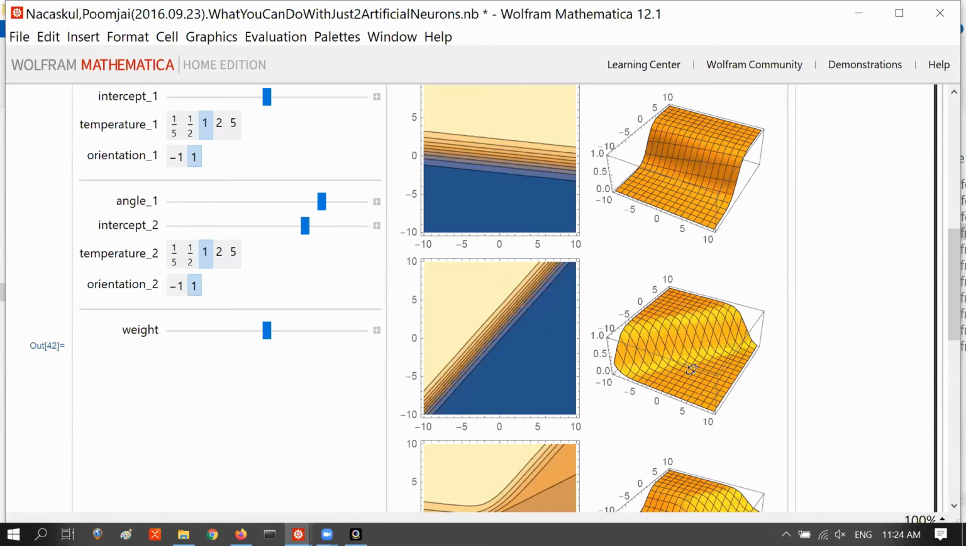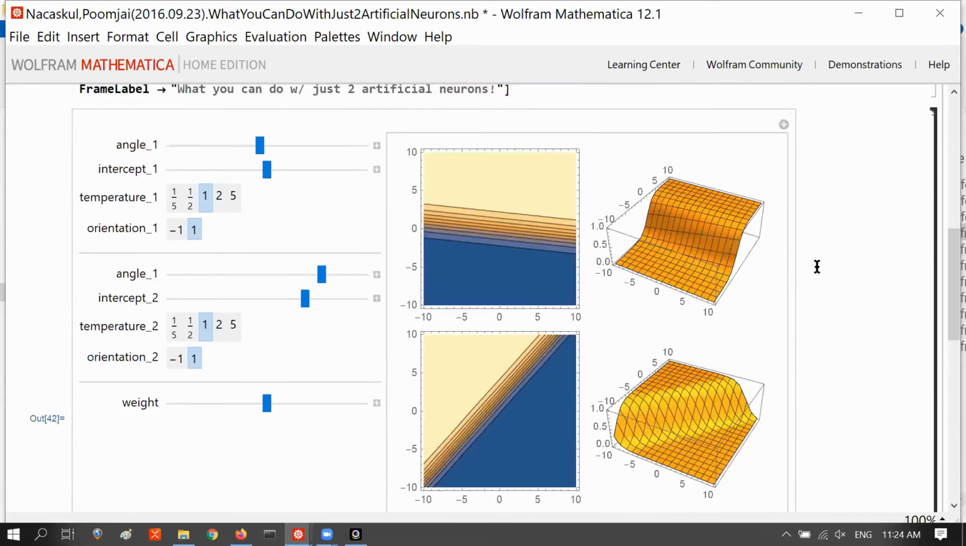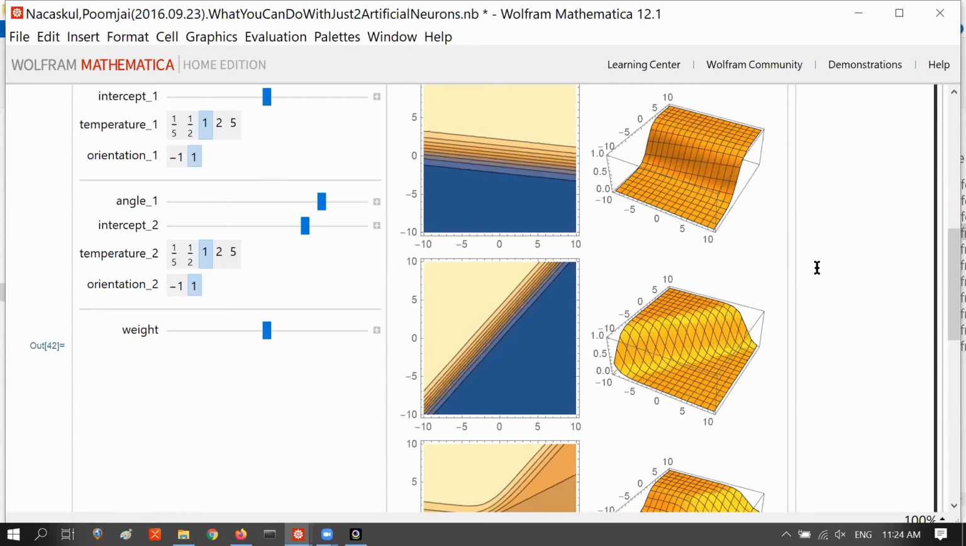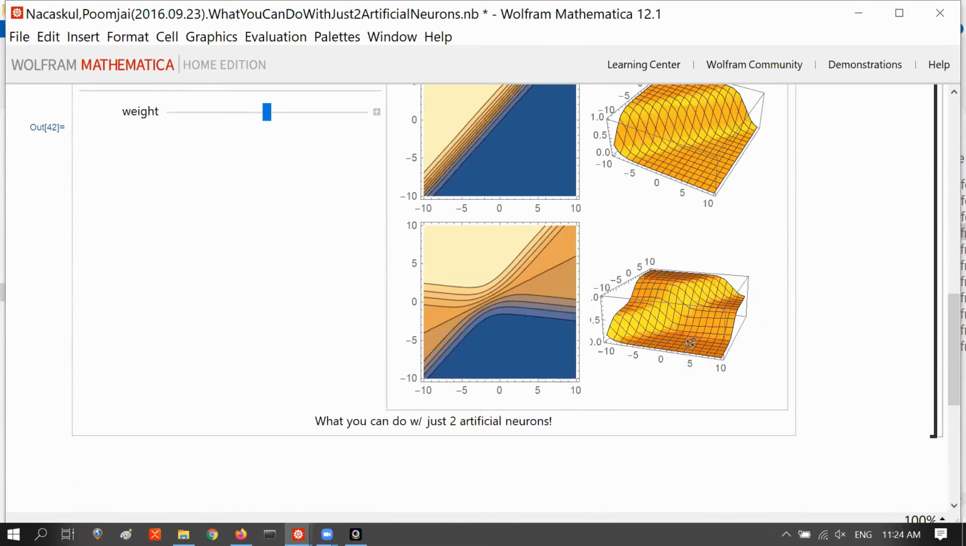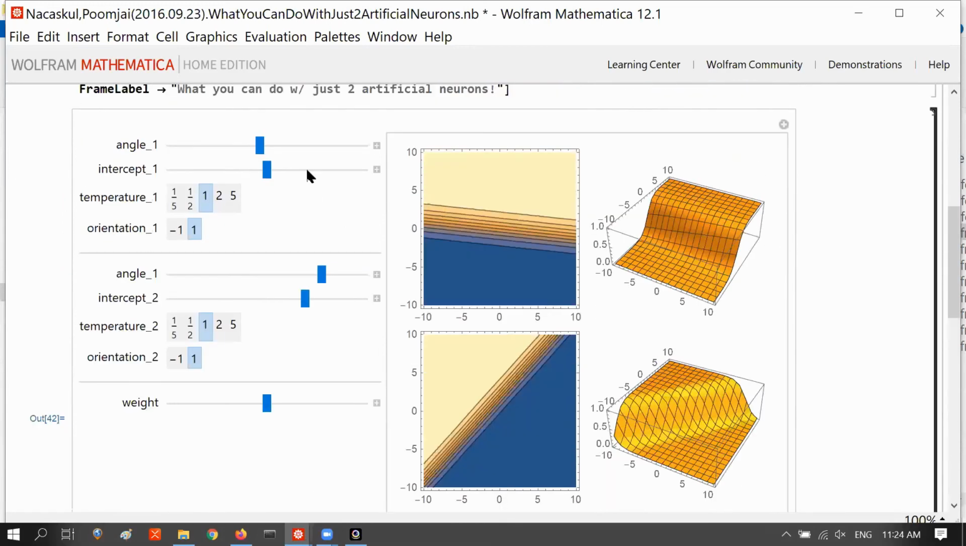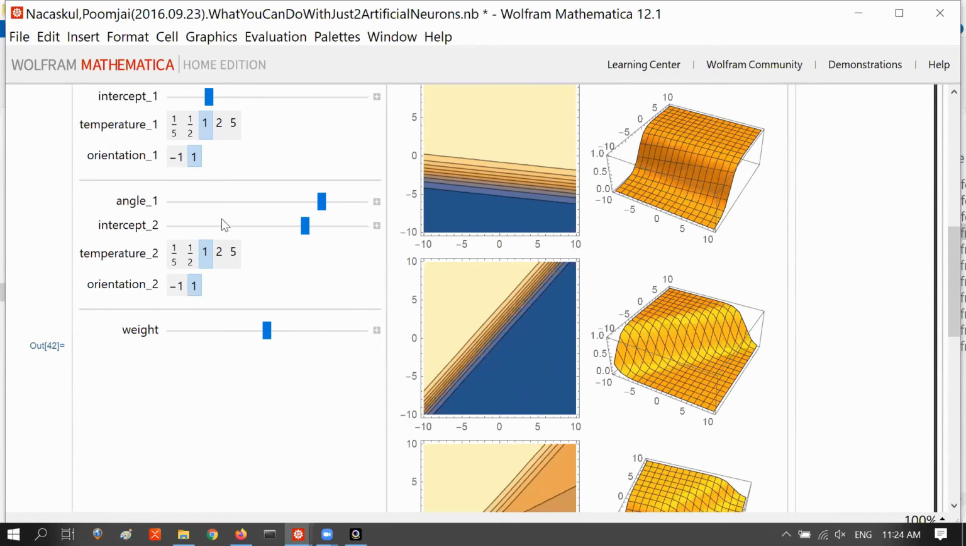Now let's make them 2 neurons. So now I've got 2 neurons. What do you think happened when I add them together? Just add them. I get this. So already I get a very complicated function just from 2 neurons. And depending on how I align my coefficients, let's play around a little bit.